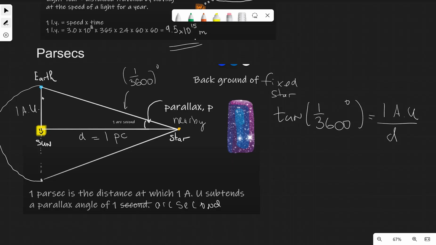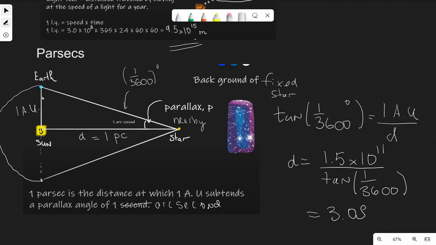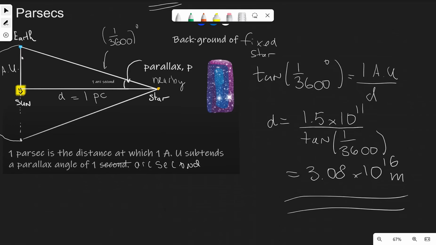Well, remember 1 AU, we've already calculated that value, so we can just rearrange for D, which will be equal to 1 AU. Now let's convert that to meters, which was 1.5 times 10 to the power of 11. Then we're going to be dividing that by the tangent of one arc second, which in degrees is 1/3600. And then up to two significant figures, we're going to get that this is about equal to around 3.1, let's call it, I think 3.8 is the accepted value, times 10 to the power of 16 meters. And this here is equal to the amount of meters in a parsec.